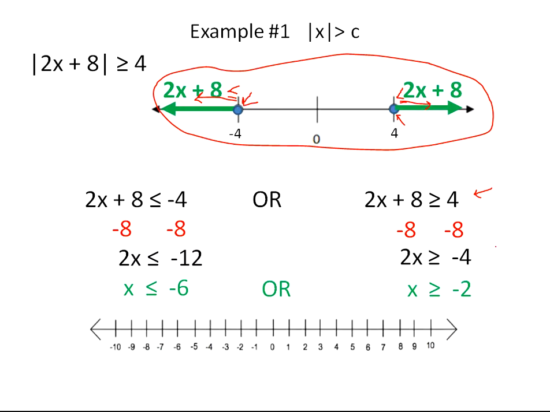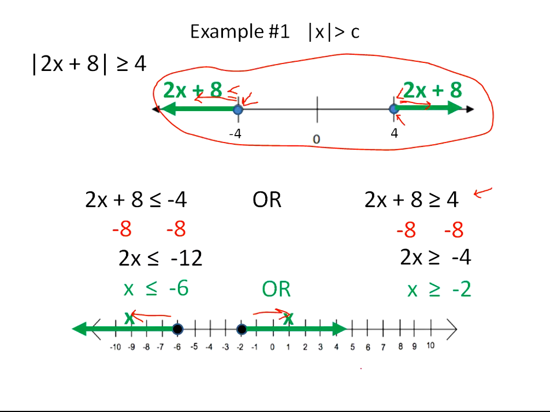So we graphically represent that. We have our two boundaries. It's how x relates to negative 6. How does x relate to negative 2? It's less than or equal to negative 6, so it's going to go to the left. And it is greater than or equal to negative 2, so it goes to the right. And so those are the values of x.